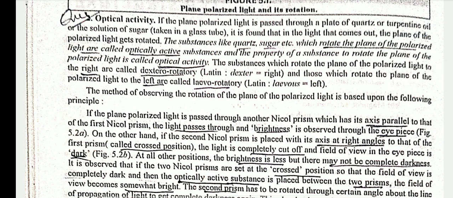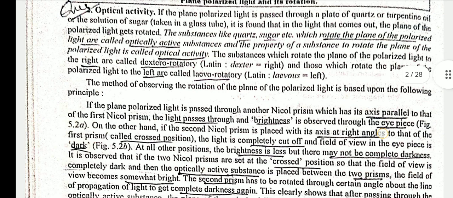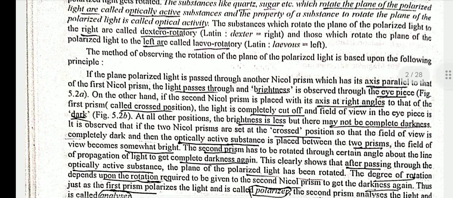This method of observing the rotation of the plane of the polarized light is based upon the following principle. If the plane polarized light is passed through another Nicol prism which has its axis parallel to that of the first Nicol prism, the light passes through and brightness is observed through the eyepiece. On the other hand, if the second Nicol prism is placed with its axis at right angles to that of the first prism, the light is completely cut off and the field of view in the eyepiece is dark. At all other positions, the brightness is less, but there may not be complete darkness.